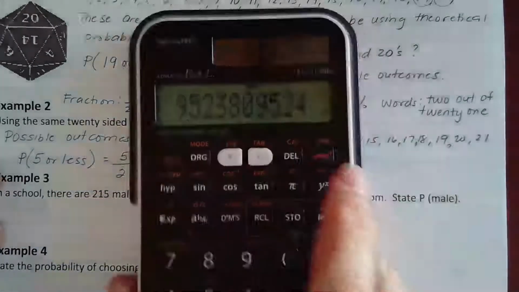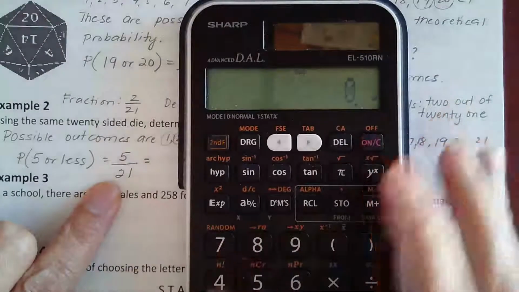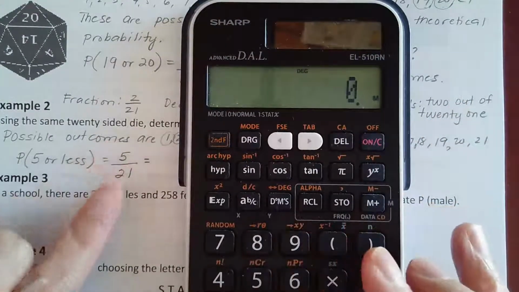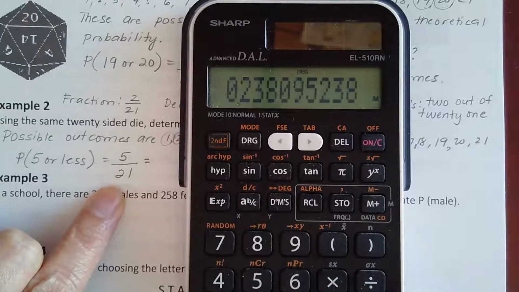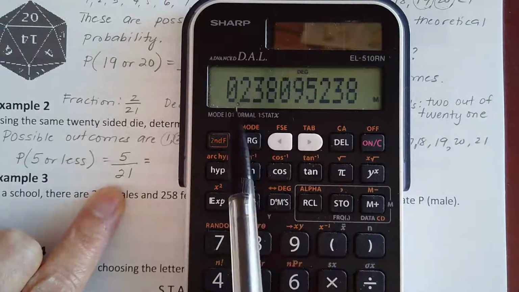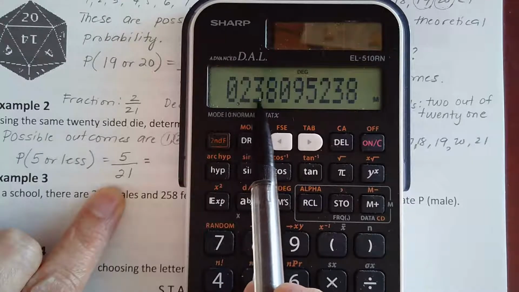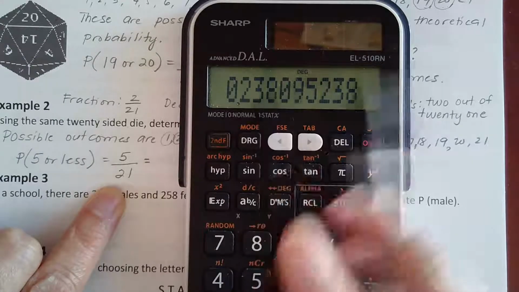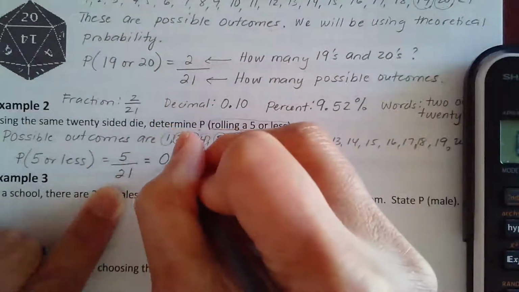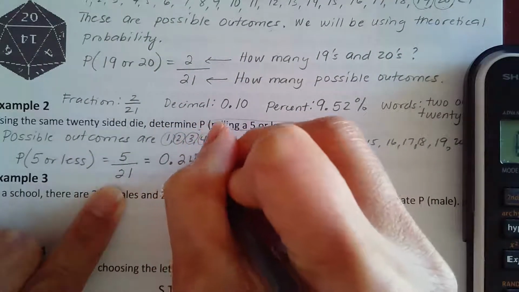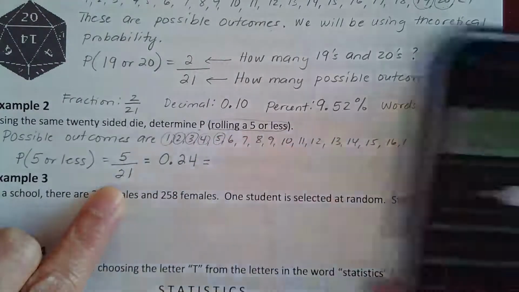We can write that as a decimal. So I'm just going to do that here right now, and we've seen this before. So 5 divided by 21. That's our decimal value. So if you were to do a decimal, it's going to be 0.2 and then rounded up to 4. So 0.24. Okay, so that's a decimal value.